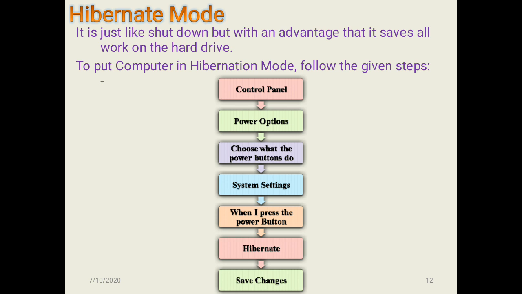From the left pane, click on choose what the power buttons do. A system settings window appears. Step 3, click on the drop down menu next to when I press the power button. Step 4, click the hibernate option. Step 5, click on the save changes button. The hibernate mode is just like shutdown, but the advantage here is that it saves all your work on the hard drive. And when you start the computer next time, it starts from where you left off, exactly the way you left it. So in this chapter we have discussed more about Windows 10.